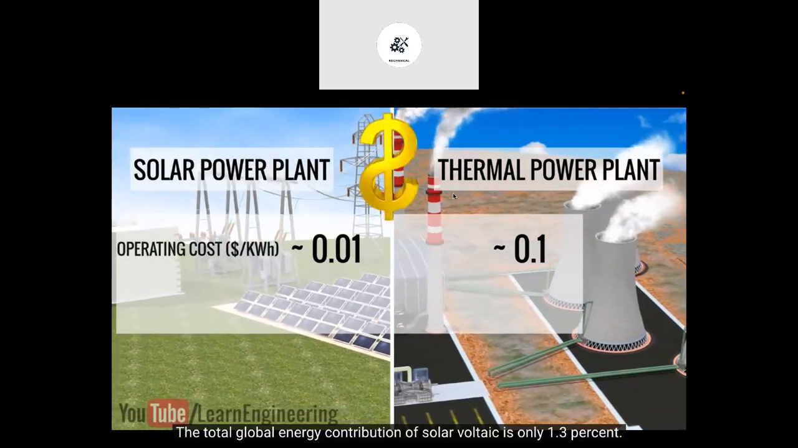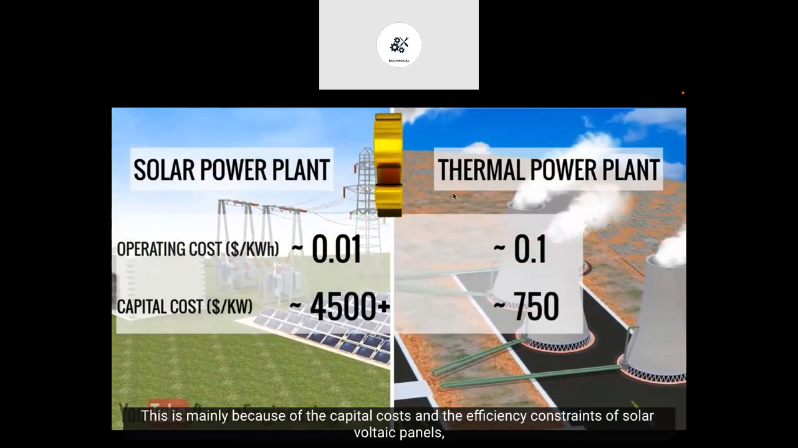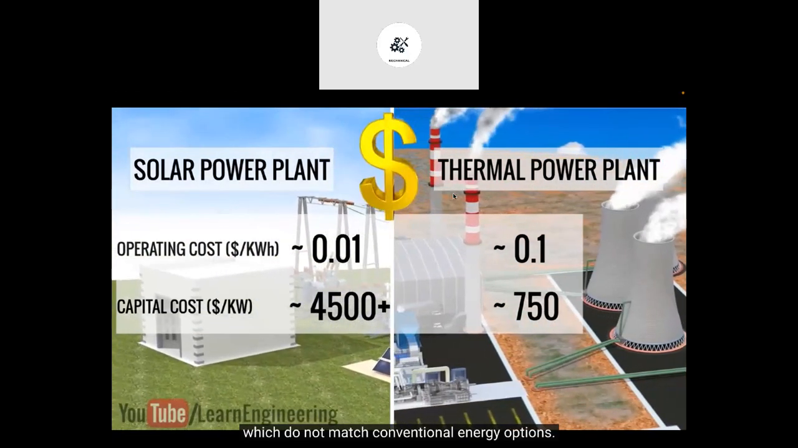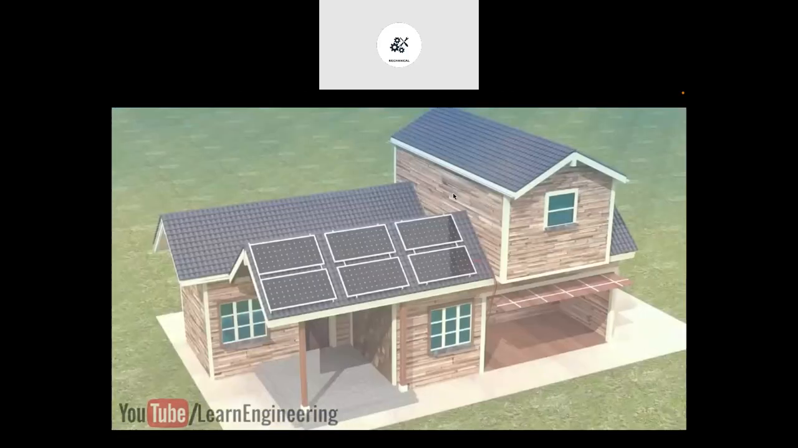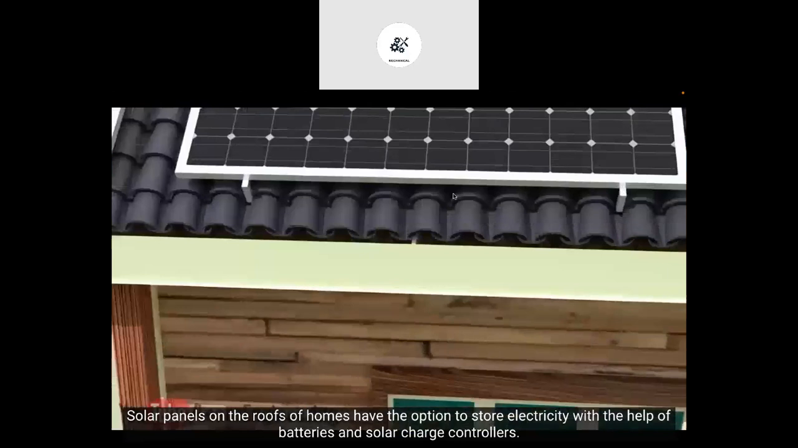Even though running costs of PV cells are negligible, the total global energy contribution of solar photovoltaic is only 1.3%. This is mainly because of the capital costs and the efficiency constraints of solar photovoltaic panels, which do not match conventional energy options.